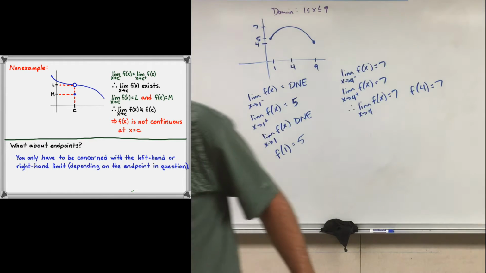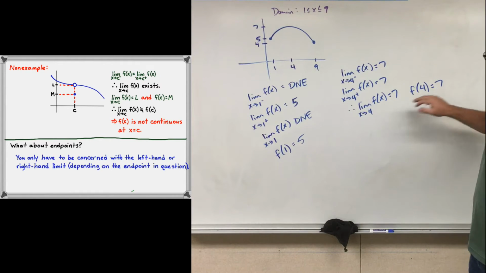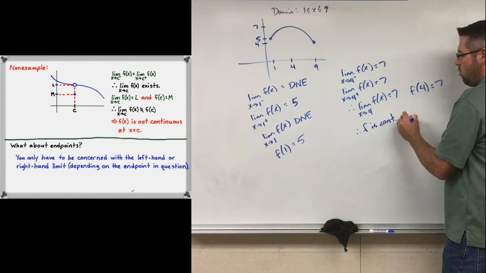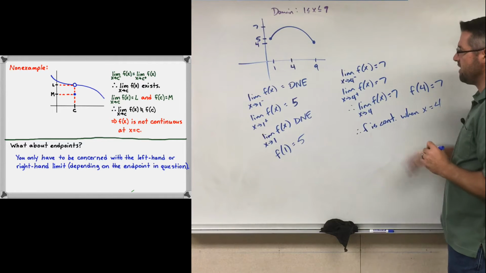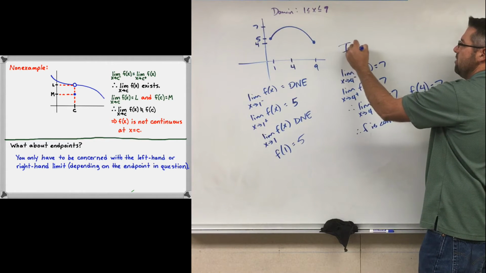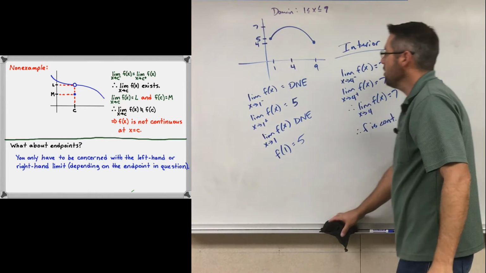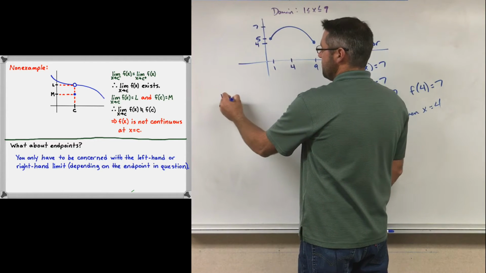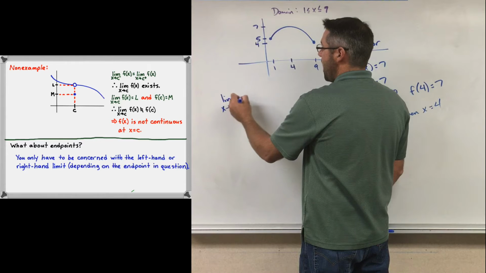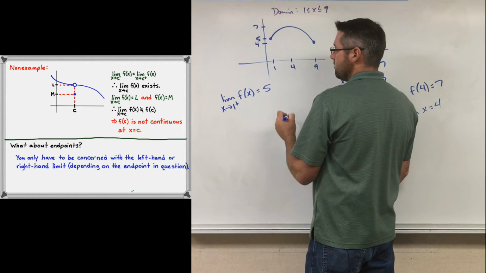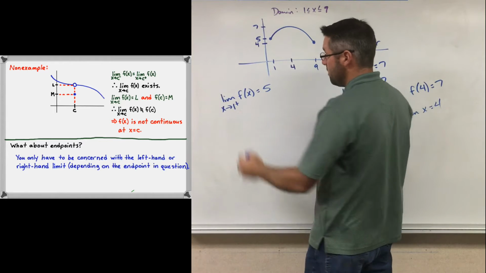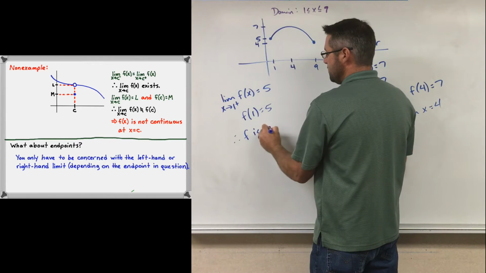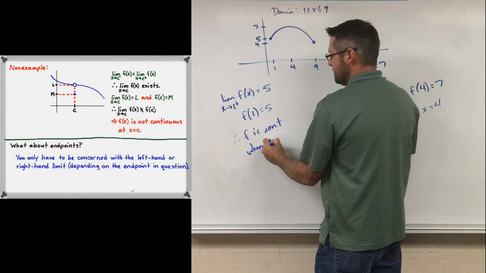We go. Okay, since the limit as x approaches 4 is the same as f of 4, we would say f is continuous when x equals 4. That's for an interior point. This is an example of an interior point. For an endpoint, let's take a look at how we would write that. We would say the limit as x approaches 1 from the right equals 5. And because it's an endpoint, I don't care about the other side. I don't care about the left-hand limit. So we would just say f of 1 equals 5. Therefore, f is continuous when x equals 1.